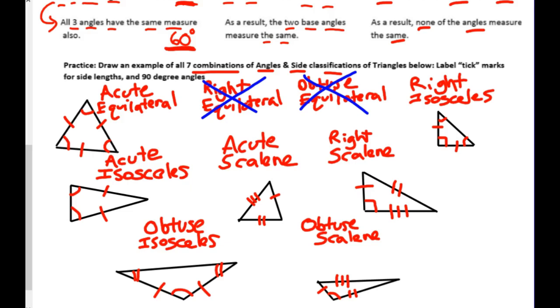Okay, so does everyone see all the possibilities? Two of them you cannot do. There's no such thing as a right equilateral. There's no such thing as an obtuse equilateral. It's impossible. Every other combination is possible. You just want to make sure you label it correctly, okay? So with that said, we are going to go to the back side of this, so you can flip it over, and we are going to try some examples of this, and that'll help you with your assignment today.